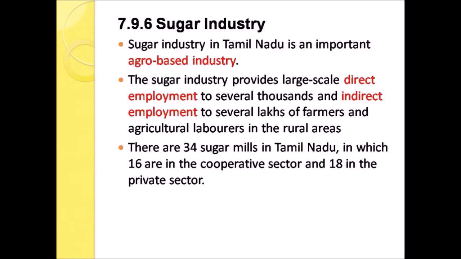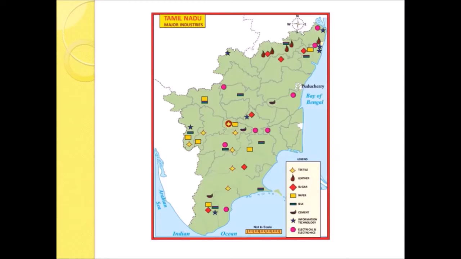There are about 34 sugar mills in Tamil Nadu. In that, 16 sugar mills are under the government control, that is the cooperative sector, and 18 in the private sector. Go through this map in your book to find out the location of various industries in Tamil Nadu.